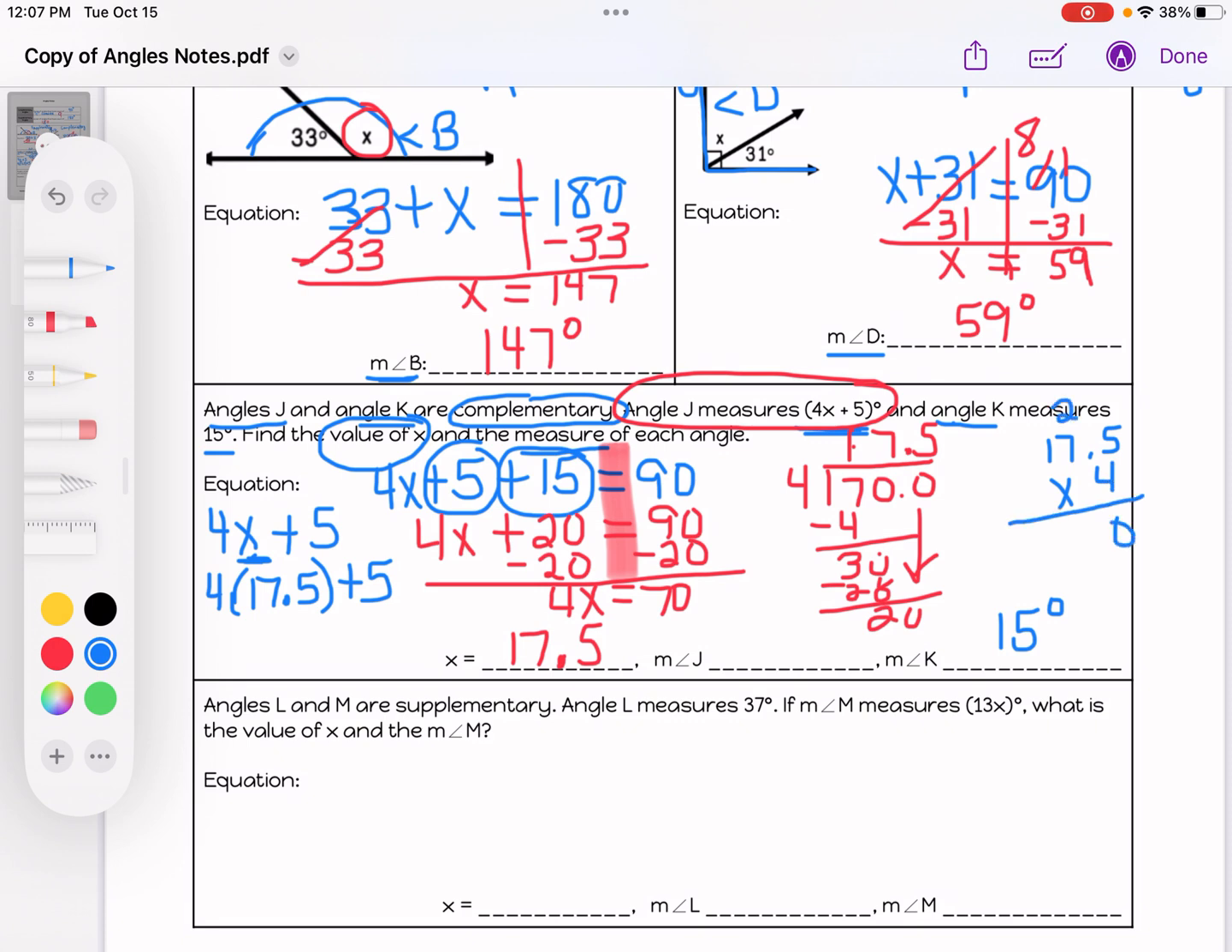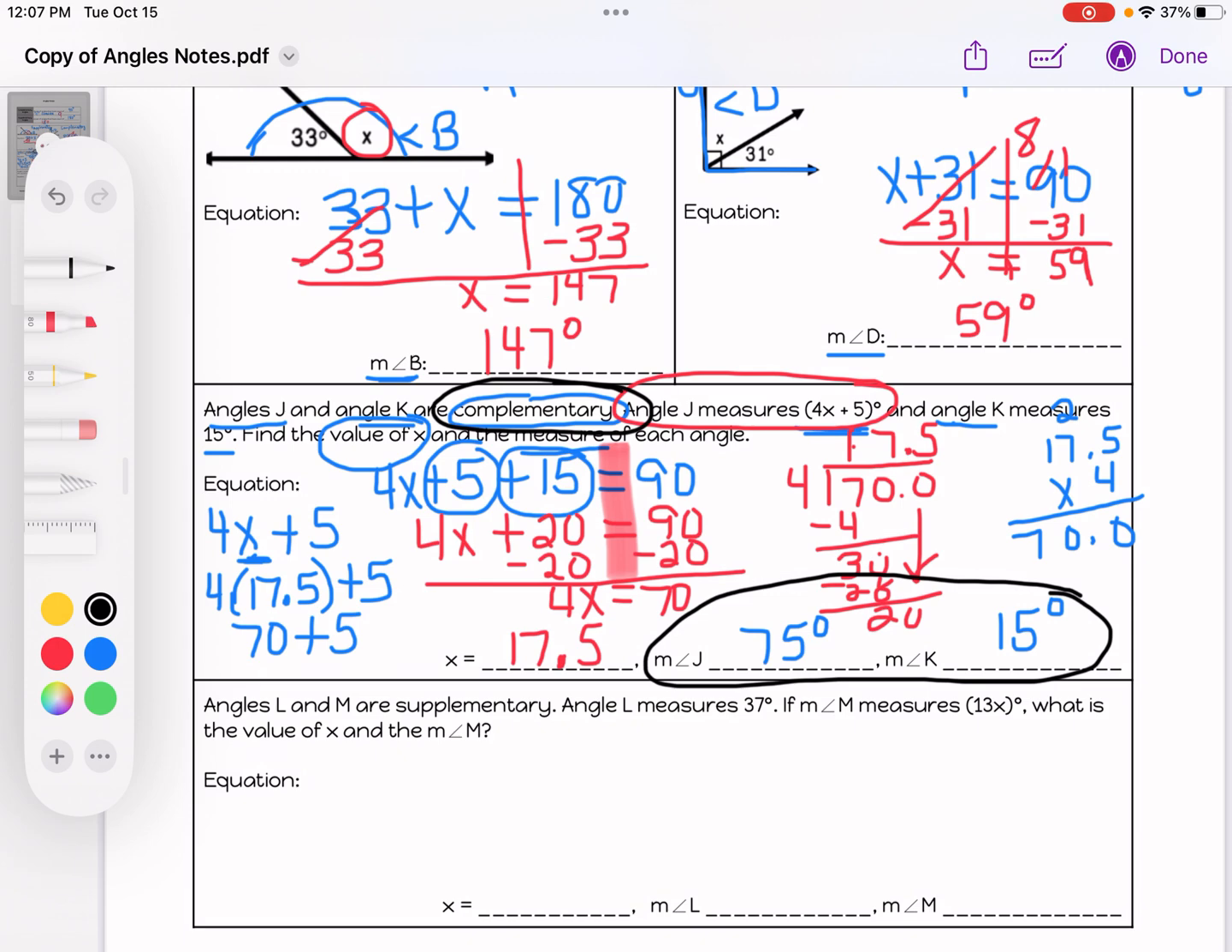Some of you may be realizing, hey, there's another way I could do this, and there absolutely is. 70 plus 5 is 75 degrees. Remember, angle J and angle K were complementary, which means together those two angles should add up to 90 degrees. So that might have been a faster way for you to figure out the missing angle J, or to also double check yourself.